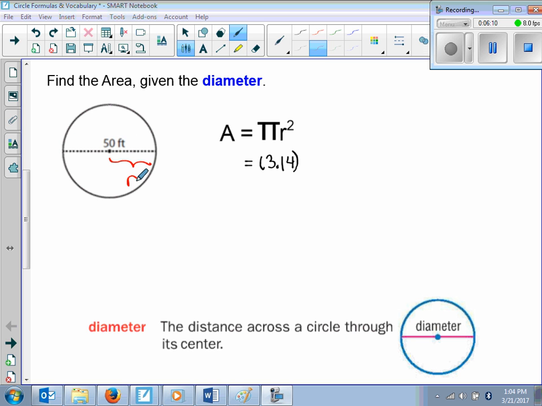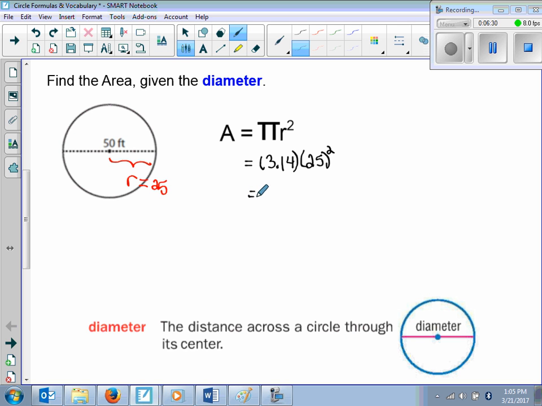Very good. So 50 divided by 2 is 25. So that is what we're going to use for our formula. Is everybody clear how we got that? Okay. So now we're going to put 25 in there, and we're going to square that.